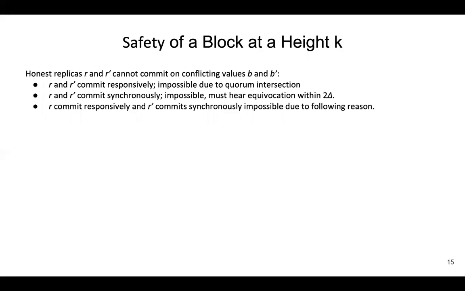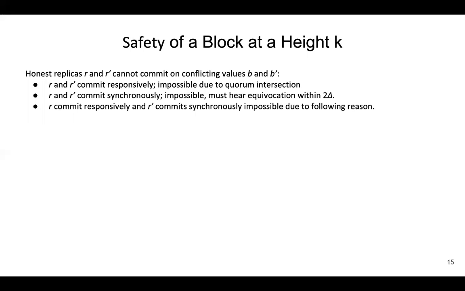First, R and R prime cannot both commit responsively. This is true because of the quorum intersection argument. What this means is that if there exist 76% votes for a value B, then there cannot exist 76% votes for a conflicting value B prime. Second, R and R prime cannot both commit synchronously. Note that in the synchronous path, a replica waits for at least 2 delta before it commits.